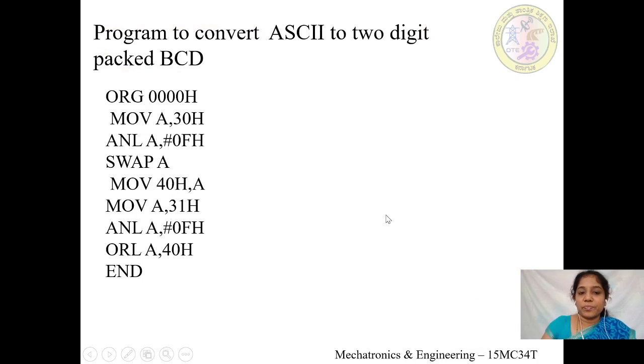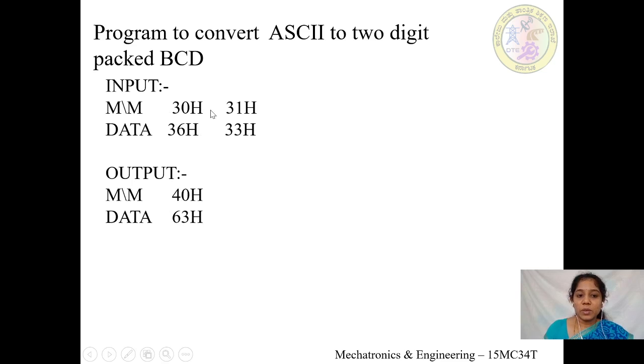Next program: a program to convert ASCII to 2-digit packed BCD. Here we are going to provide ASCII values, and we have to get packed BCD. The ASCII value of 6 is 36, and the ASCII value of 3 is 33. So we will provide 36 and 33 as the inputs, and the output should be packed BCD, that is 63.